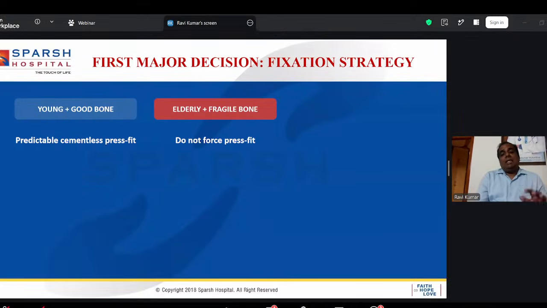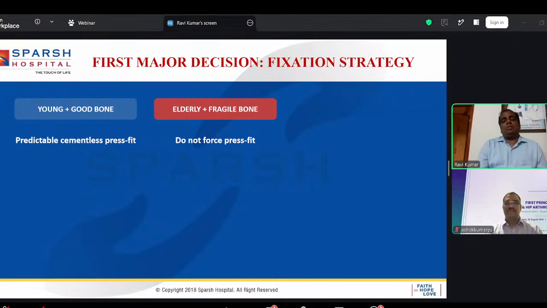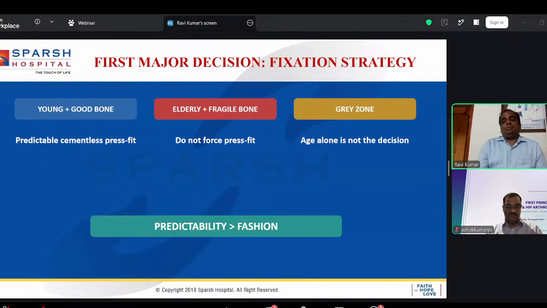If they are elderly and have fragile bone, we should not force a press-fit and cause fractures or untoward reactions. We should consider the cemented option as well. The gray zone is where age alone is not a decision. There are many other factors, like bone quality, Dorr index.